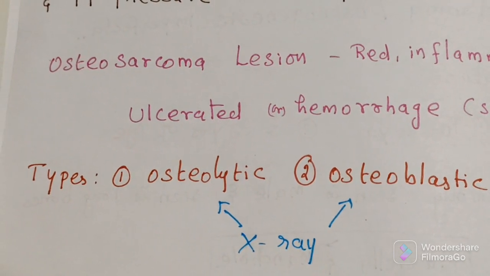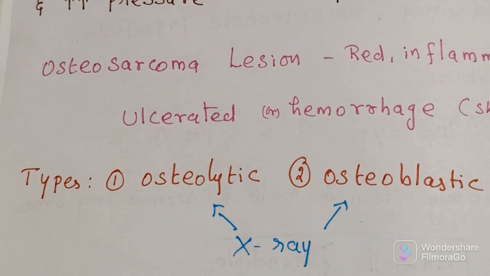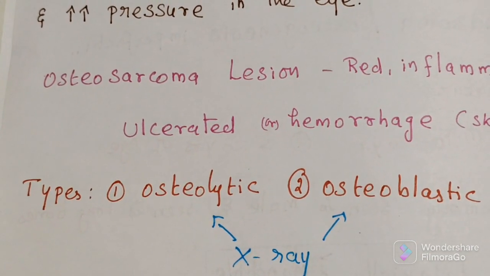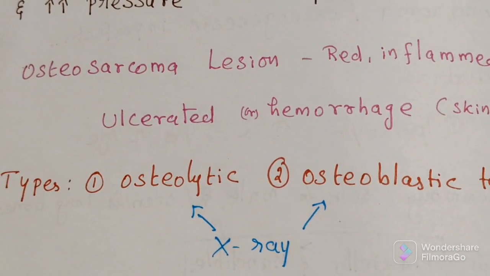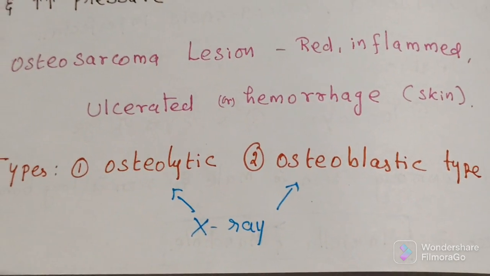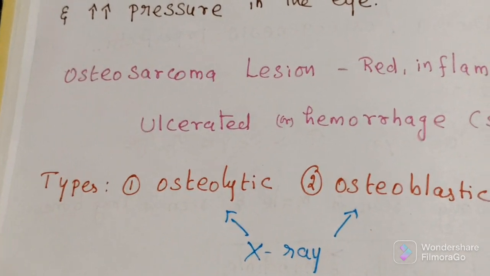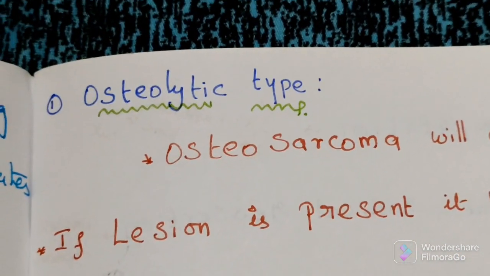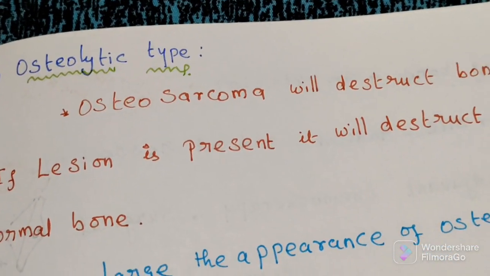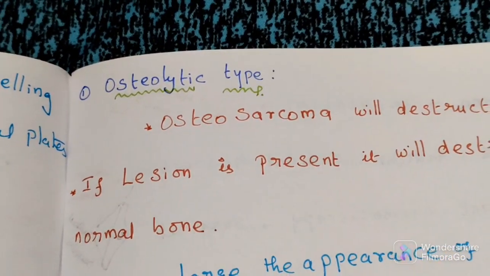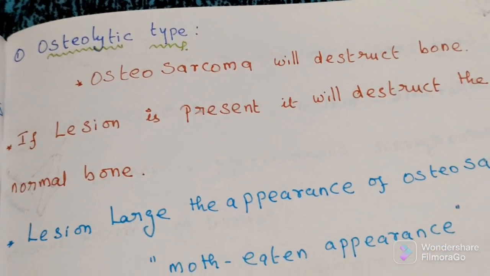If we look at radiography, it is very important. If we look at the X-ray of osteosarcoma, we have two types, osteolytic type and osteoplastic type. We will discuss one by one. First one is osteolytic type. This osteolytic type means the osteosarcoma will destroy bone. If the lesion is present, it will destroy the normal bone.